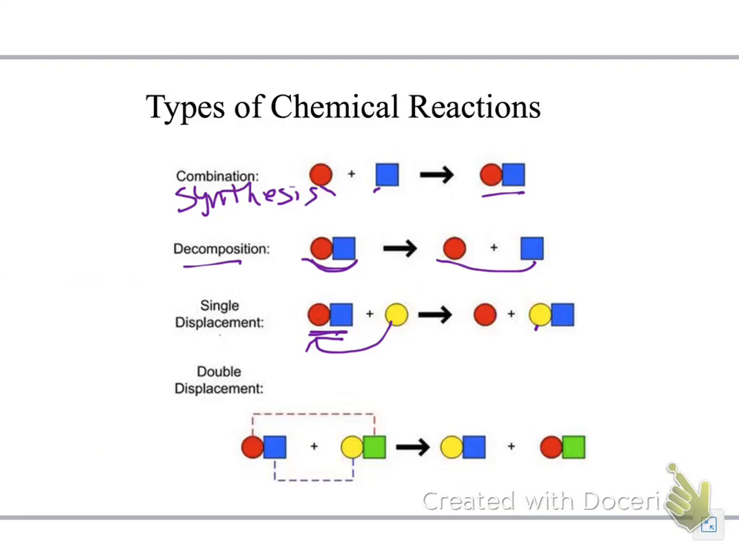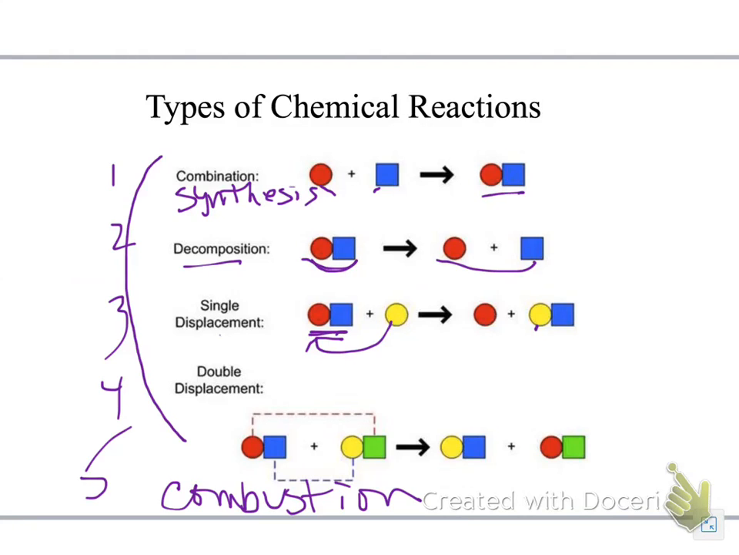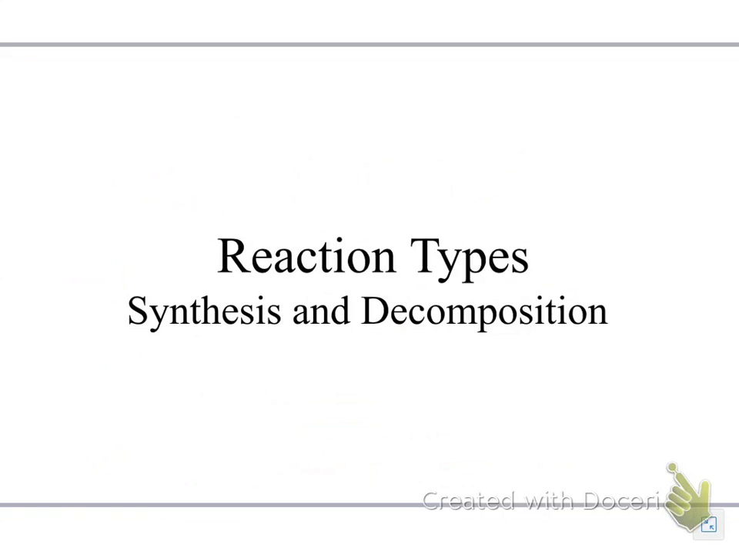So if we look at the types of chemical reactions, the most common way is to classify them as one of these 4 or as combustion. So we're first going to talk about synthesis and decomposition. And those are two types of reactions that are the opposite of each other.